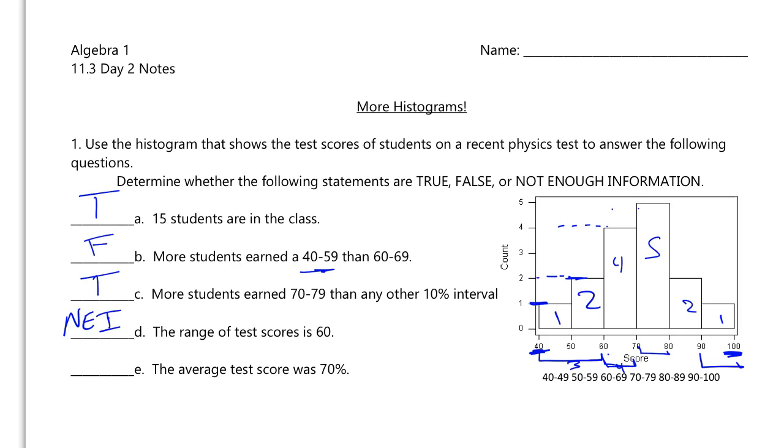And in E, the average test score was 70. That's another one where we just don't have enough information. A histogram doesn't tell us the mean test score.